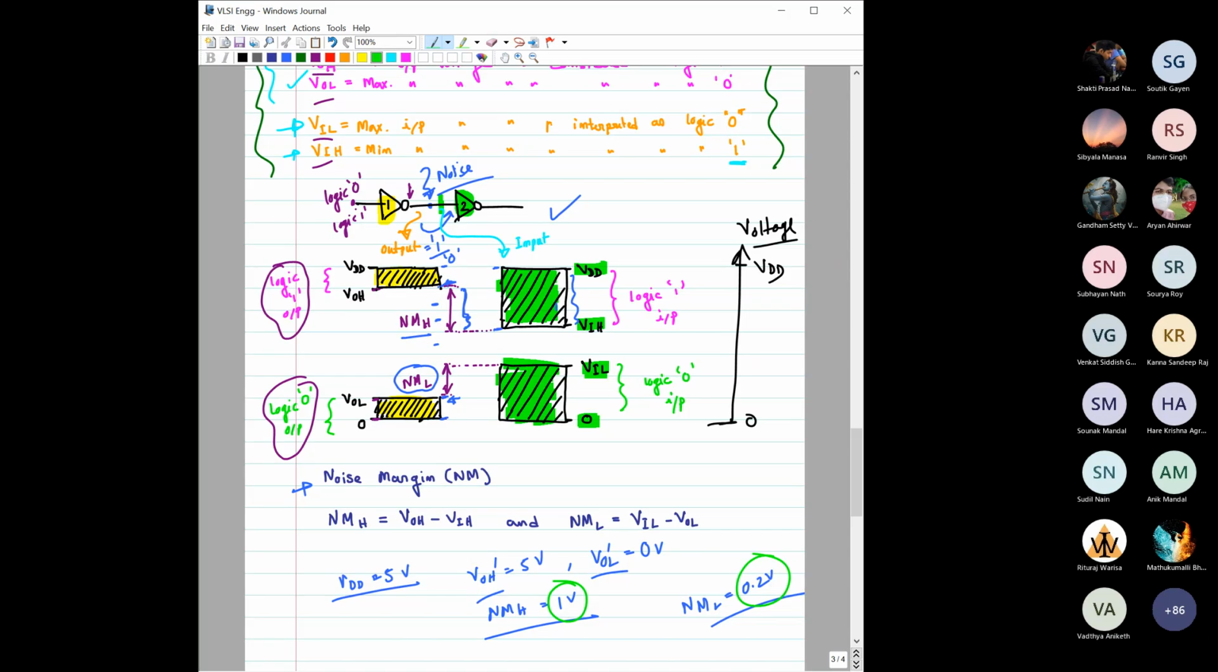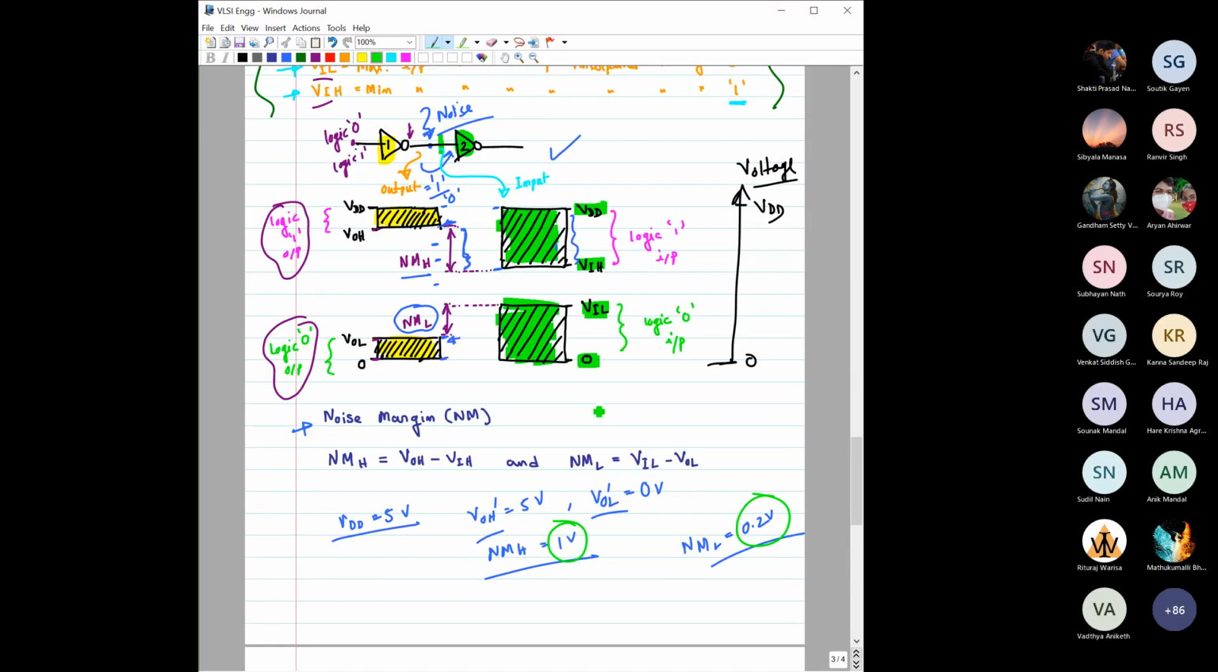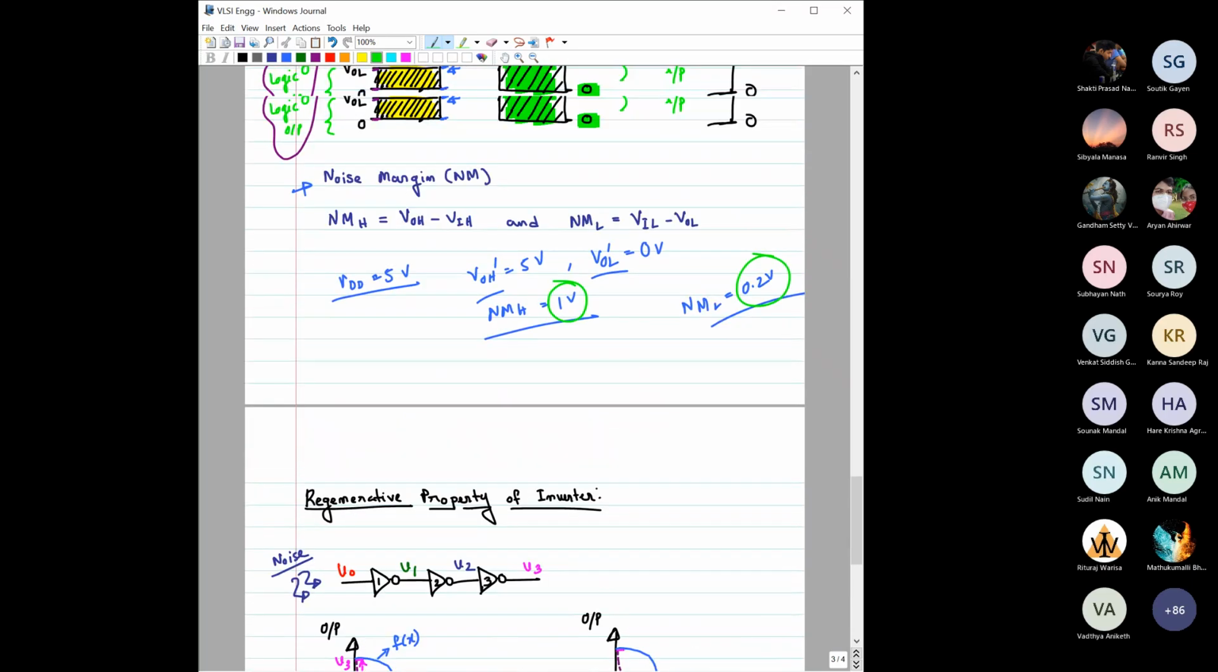So what would happen for a pair of inverters if VOH is less than VIH? You are saying the noise margin becomes negative. Yes, noise margin negative, then definitely it will cause something else. So that probably we'll see in the next page.